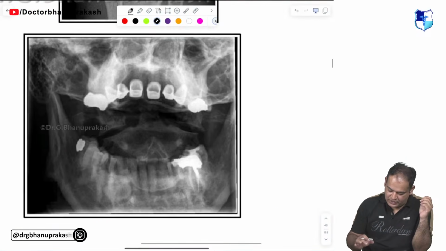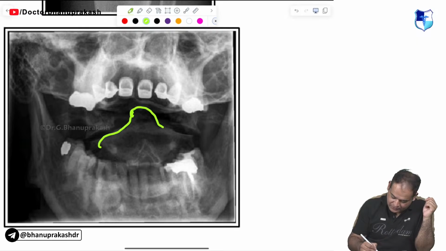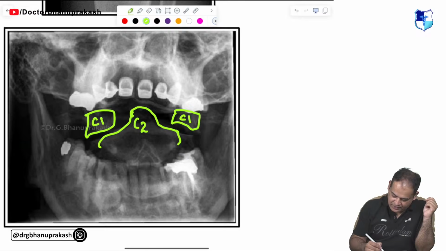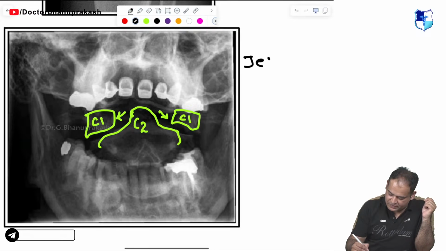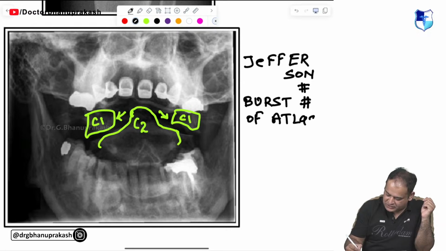Now tell me, what is this fracture? Do you get to see any fracture here? This is C2 vertebra and C1 vertebra के ये टुकड़े हैं. They both have moved. So this is Jefferson fracture. What it is? It is burst fracture of atlas. कैसे नजर आता है?